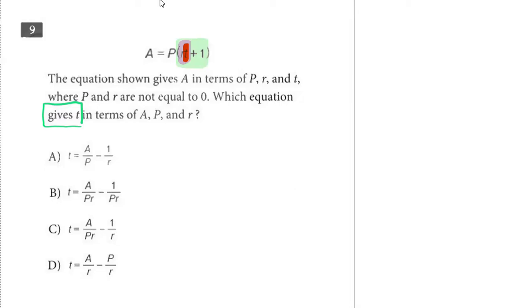It's being multiplied by P. So the opposite of that is to divide by P. That's going to cancel here. It's going to give us A over P on the left is equal to RT plus 1.